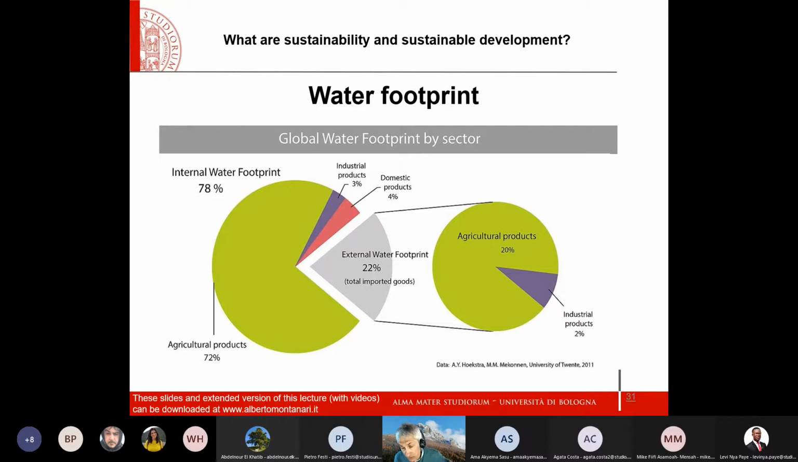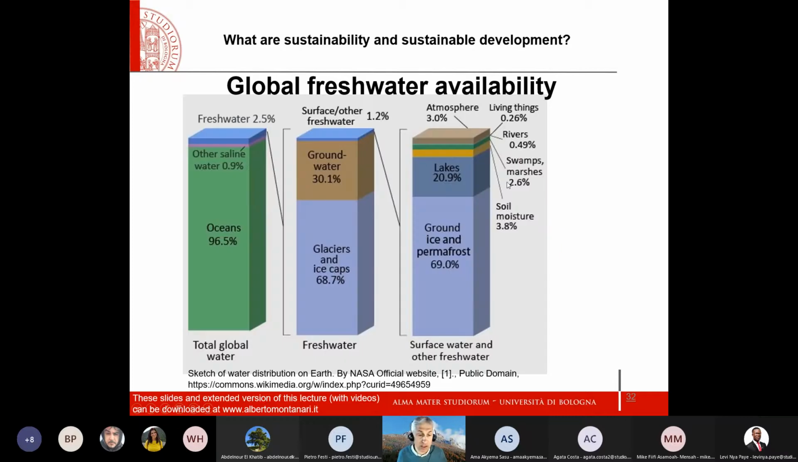20% we move it by trading agricultural products, by trading food, which is something really relevant. It gives an idea that the virtual water trade covers about 1/5 of the total water use. So you see that indeed it's something important.